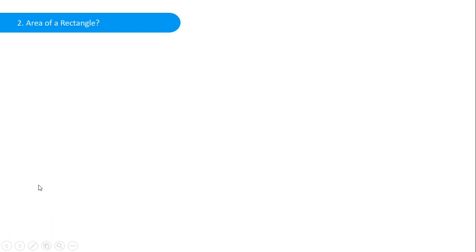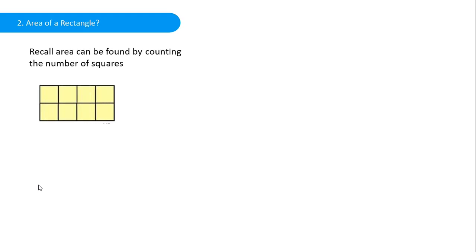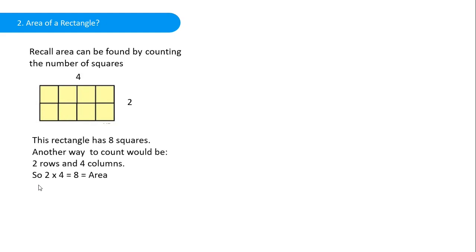Now we're going to look at how to find the area of a rectangle. Recall that the area can be found by counting the number of squares. This rectangle has 8 squares, and another way we could have counted them was by looking at the number of columns and rows. There were 2 rows, and each row had 4 squares. So 2 times 4 was 8.